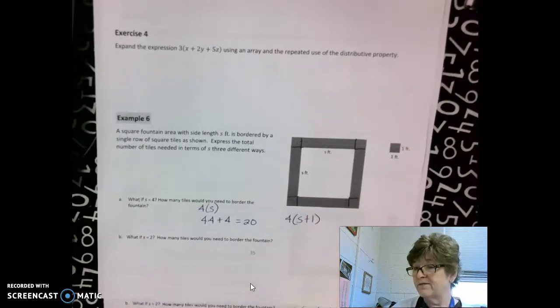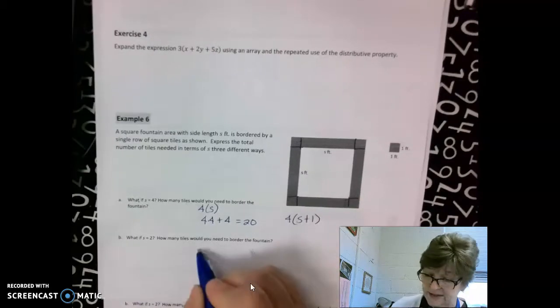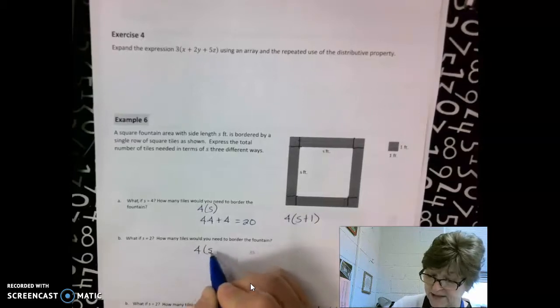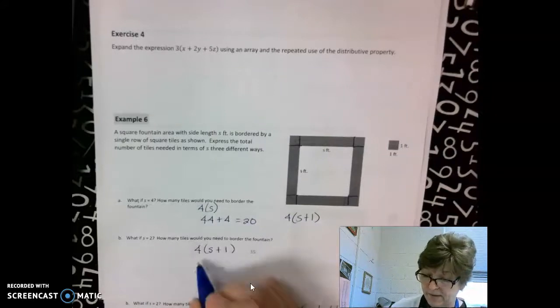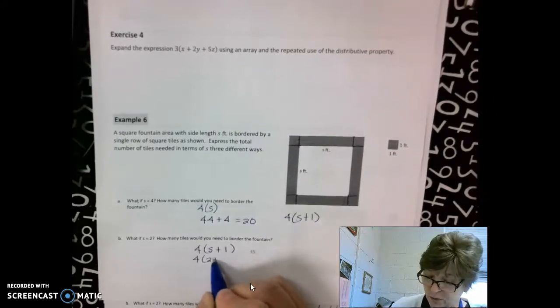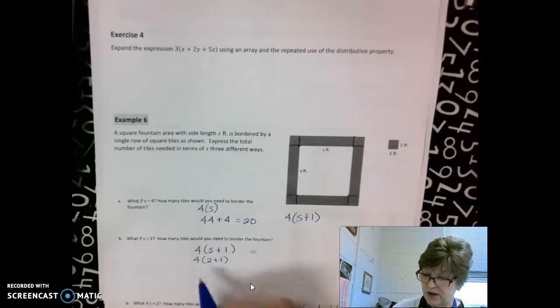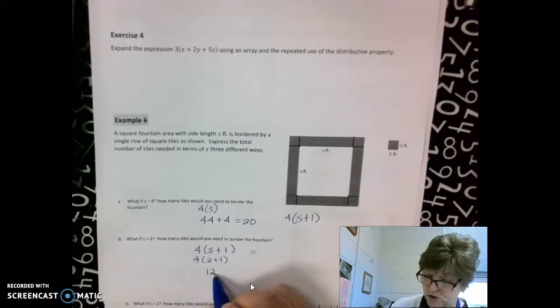And for your last and final, following that same 4 times the sides plus 1 extra tile per side, 4 times 2 plus 1, and you would come up with a total of 12.